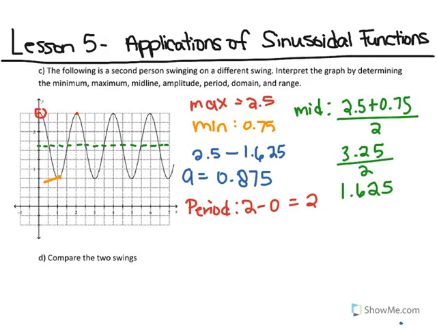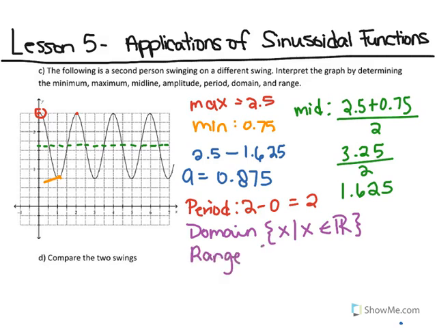Our domain is x such that x is an element of the real numbers, and our range is y such that 0.75 is less than or equal to y, which is less than or equal to 2.5.